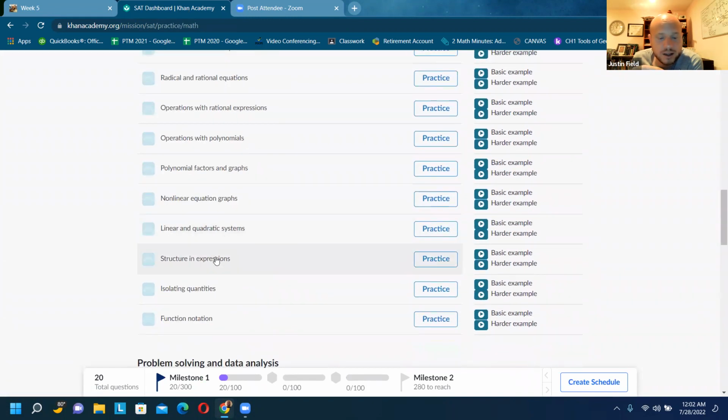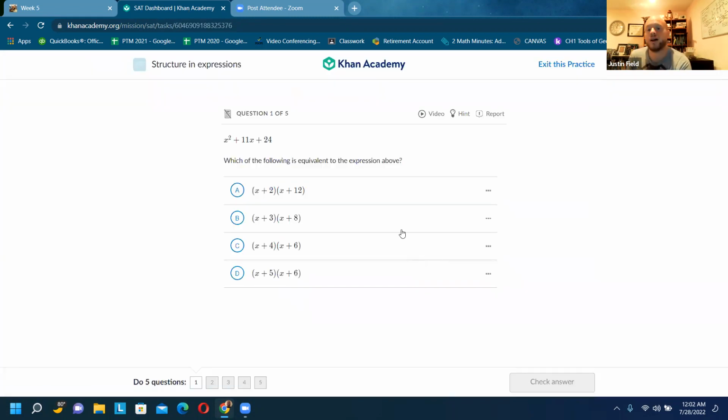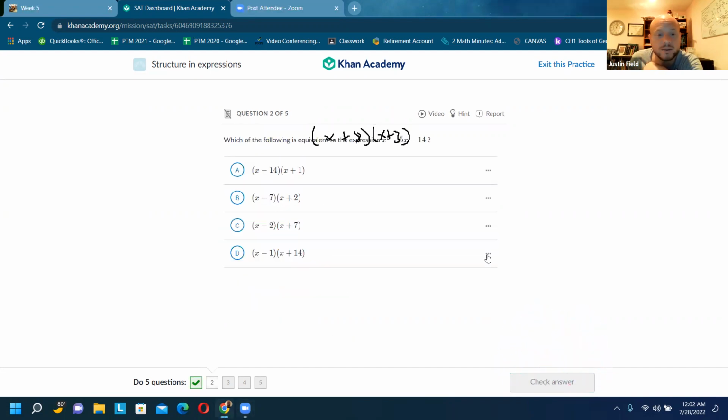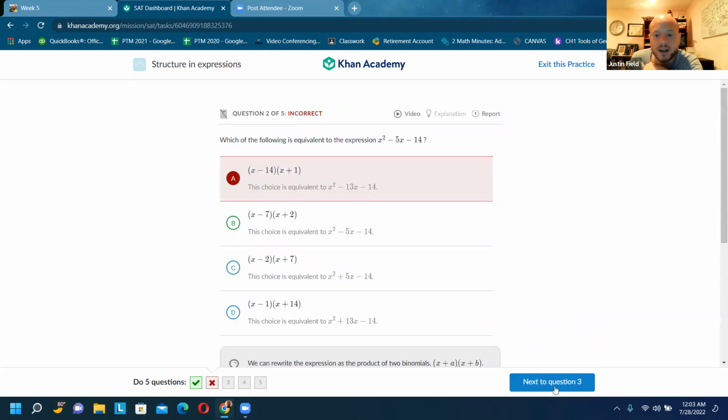Okay. Structure in expressions. Now, this one is generally one that a lot of people struggle with. So let's talk about it. Which of the following is equivalent to the expression above? All we got to do is factor it. So how does that factor? What numbers multiply to 24 and add to 11? Why, that would be none other than 8 and 3, of course. Although there are other numbers that... Which of the following is equivalent? So you can factor that. Go ahead.